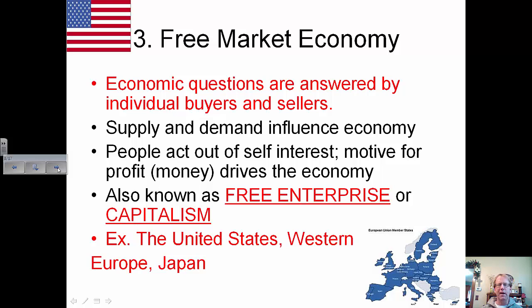This is also known as a couple other words you might have heard before, free enterprise system or capitalism. Okay, and those are two words that are really associated with the United States a lot. Examples of free market economies, although not really, are the United States, Western Europe and Japan. I'll get to that not really part in just a second.